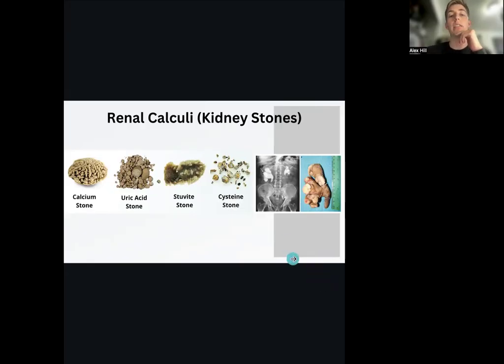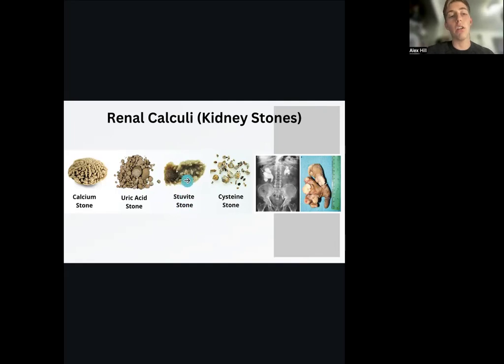These are diagnosed by CT scan. And so we'll go from left to right here. So we have calcium oxalate stones. These are associated with high calcium levels and low citrate levels, because citrate is something that can help prevent kidney stones. So that's an important factor here. Oxalate causes the excretion of citrate from the body.